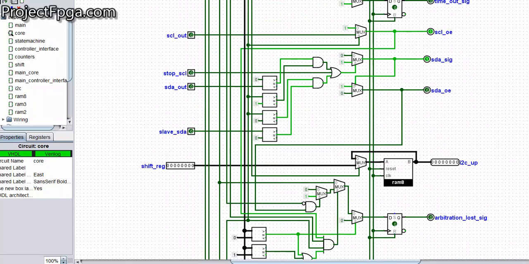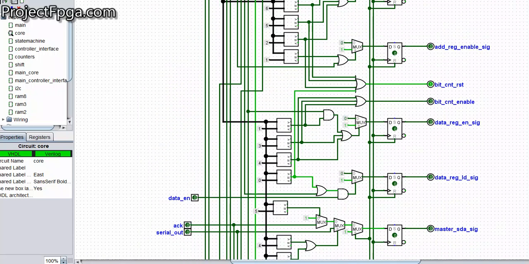So that is that for this tutorial. In the next tutorial, we'll be talking about our controller interface, how the controller works.